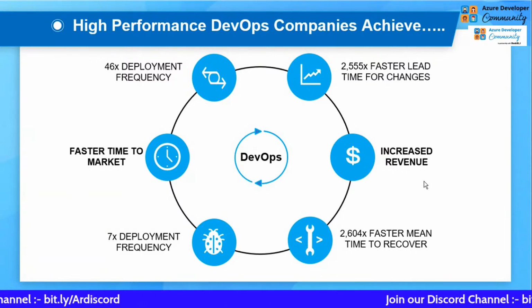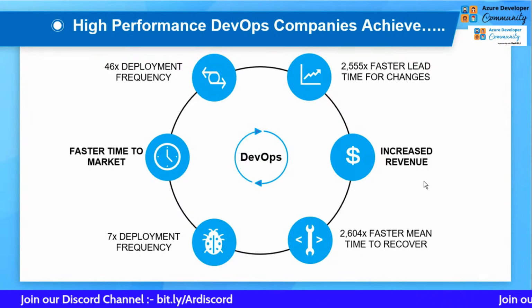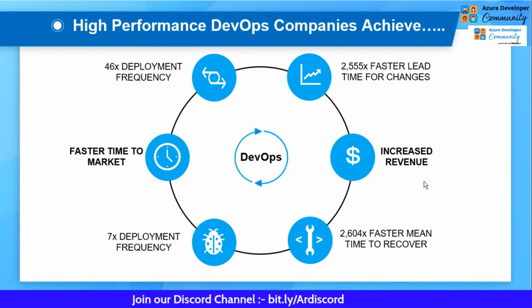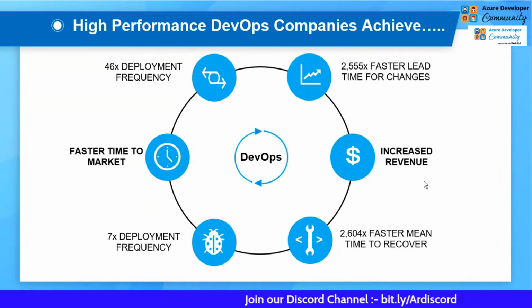DevOps also provides you 46x deployment frequency. It can save a lot of time, it can save a lot of money, and it gives a faster mean time to recover. Let's say there are some changes you have made to the code, and because of that your complete application goes down. You can easily revert back to your previous version of the code in a couple of seconds.